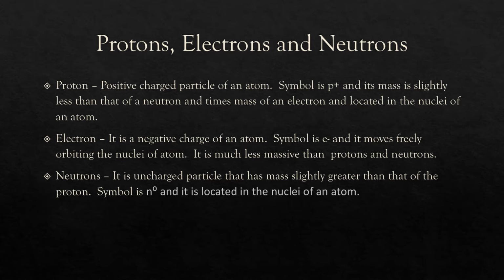So with regards to size, the smallest of these three is the electron, followed by the proton, and slightly bigger is the neutron. So it means to say that the first is the electron, second is the proton, and third is the neutron.